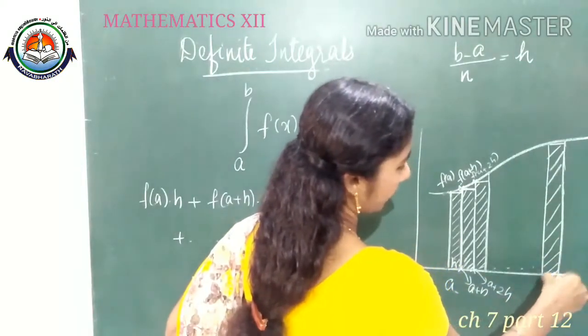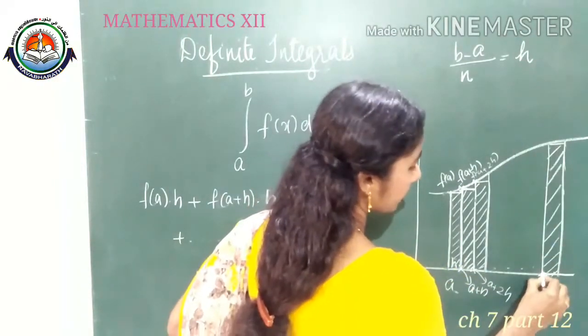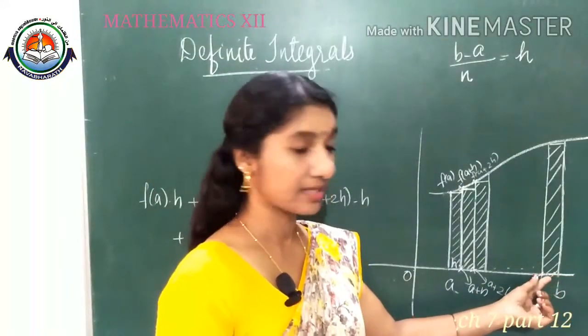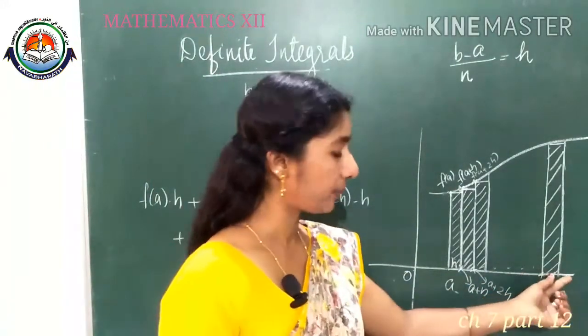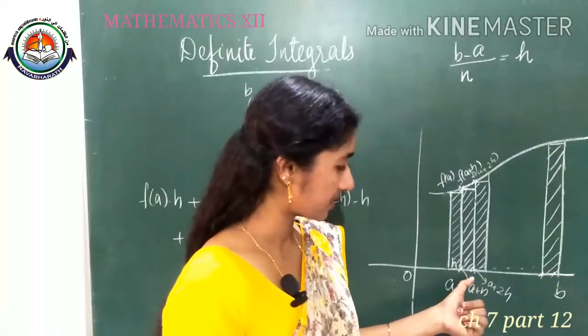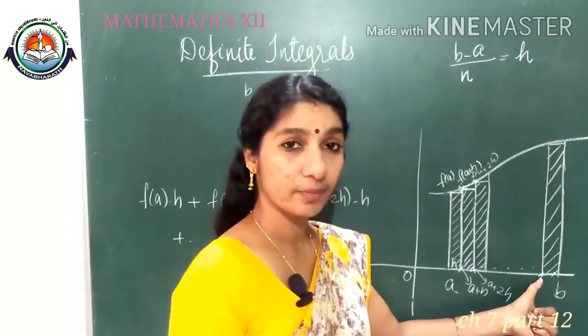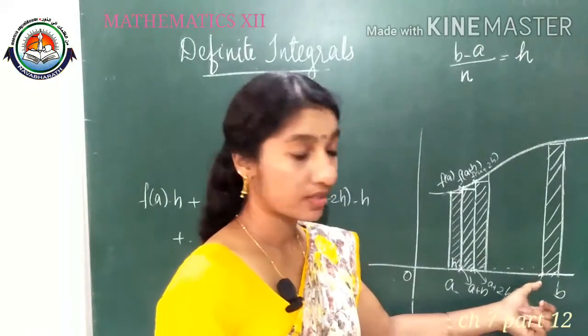What about this strip area? Length is, this point will be, see, B is the nth point. So this is N, see, A to B. First one is A plus H, then A plus 2H, etc. What will be this point? This is B, and this point will be A plus N minus 1 into H.